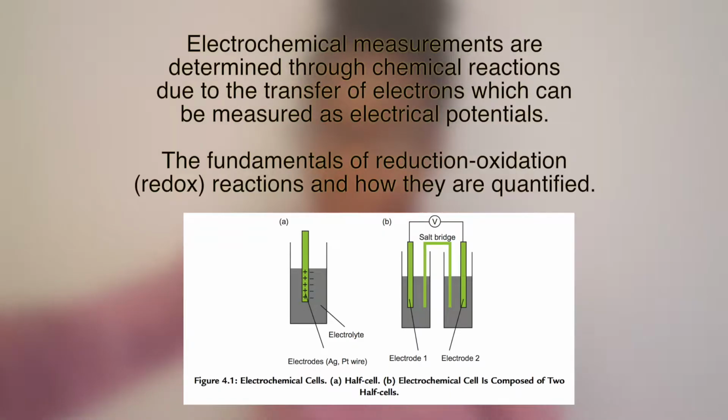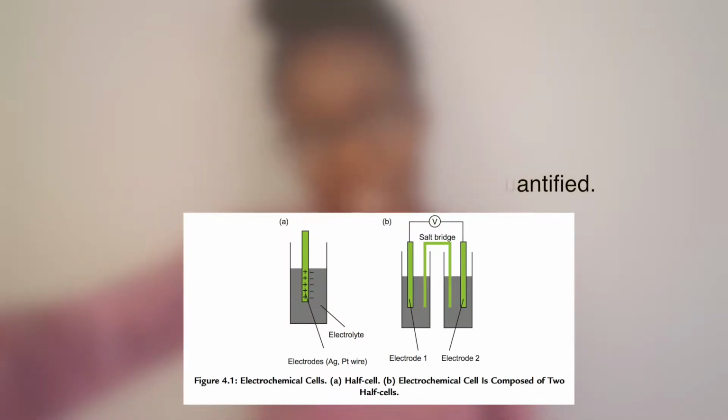Electrochemical measurements are determined through reduction and oxidation reactions that involve the transfer of electrons, which can be measured as electrical potentials. The measurements can be made through electrochemical cells, which involve an electrode being placed in a salt solution called an electrolyte, and a charge separation is actually generated at the metal solution interface. This setup is called a half cell, and two half cells compose an electrochemical cell.